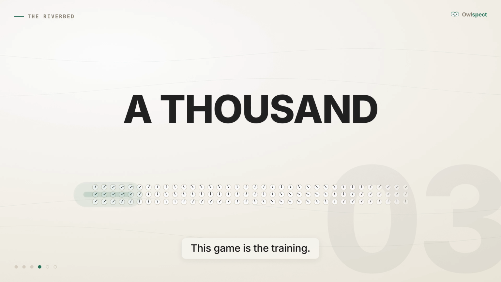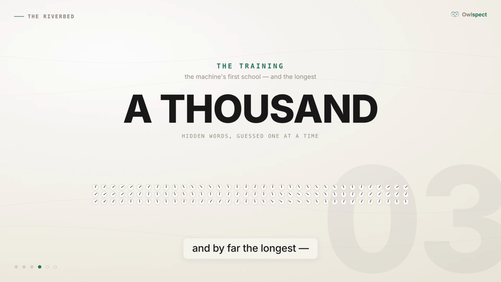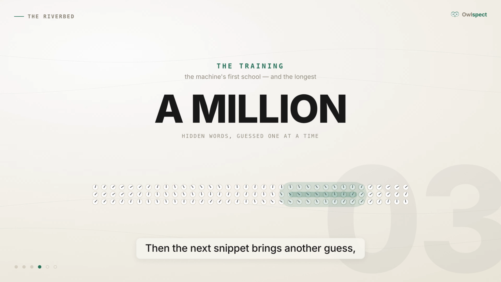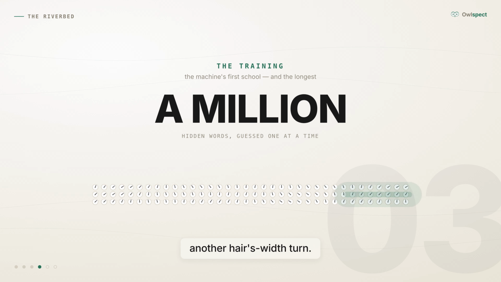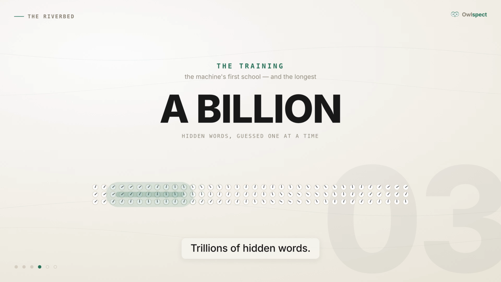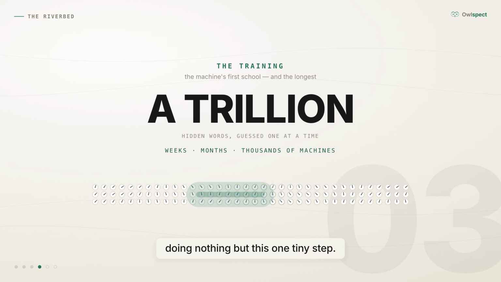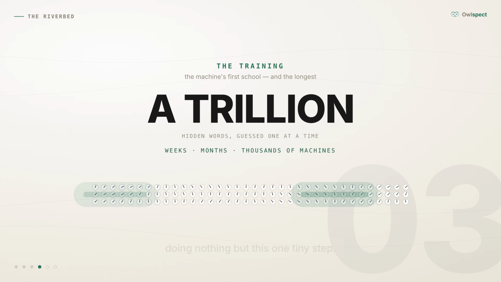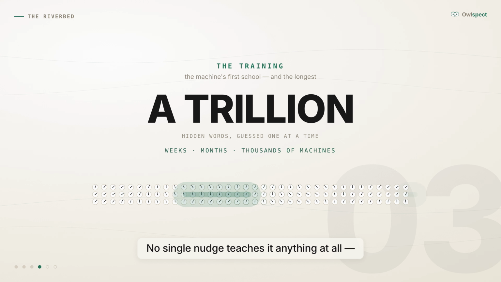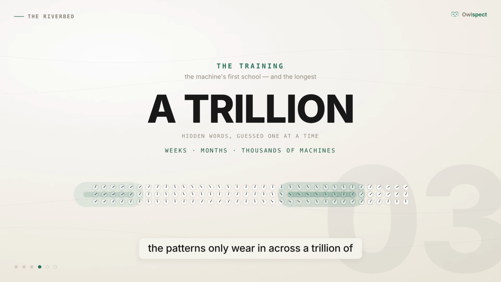This game is the training. It is the machine's first school, and by far the longest. A finishing school comes later in the season. Then the next snippet brings another guess, another miss, another hair's width turn. Now let it run. Trillions of hidden words. Weeks or months of this, on thousands of machines, doing nothing but this one tiny step. No single nudge teaches it anything at all. The patterns only wear in across a trillion of them.